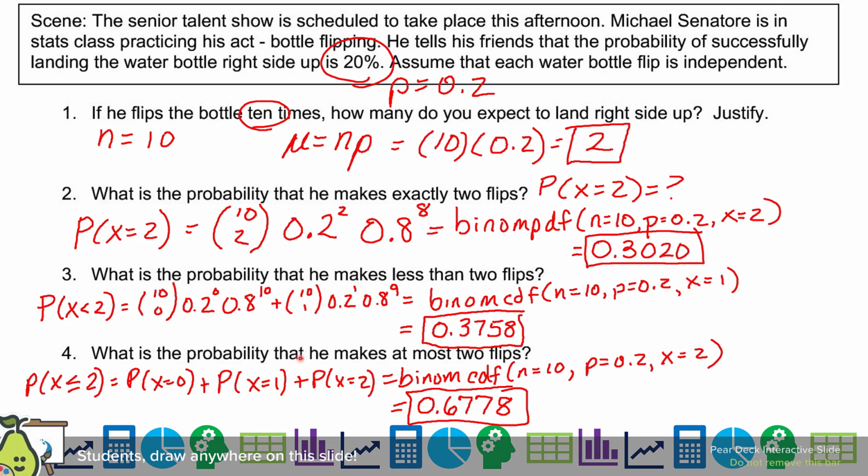Then they ask, what is the probability he makes at most 2 flips? So we could rework the problem we just did, but now we're going all the way up to 2, so you can see that. Or you could say, hey, we already did 0 and 1 up here. I could add these together to get 0.6778.